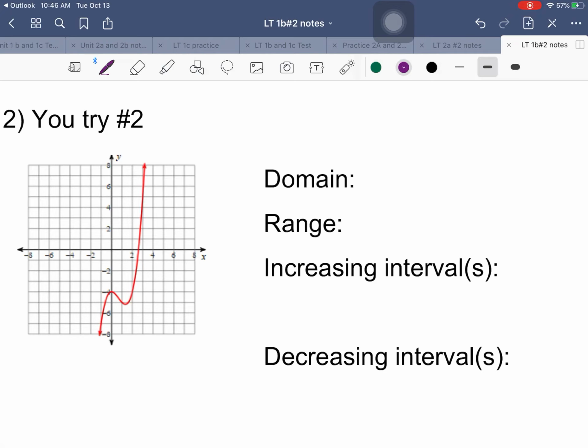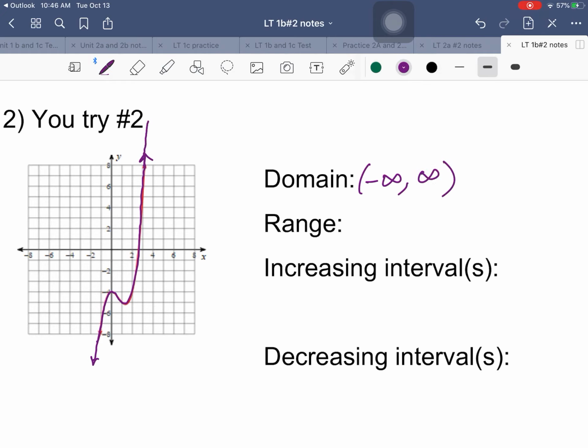Okay, so domain. Domain is x values, so how far left will the graph go? Well, it'll start at negative infinity because that arrow means it'll keep going left forever. How far right will it go? Well, it's continually going right as I trace the graph. It's going to continue to the right slowly, but it's going to continue right forever to positive infinity.